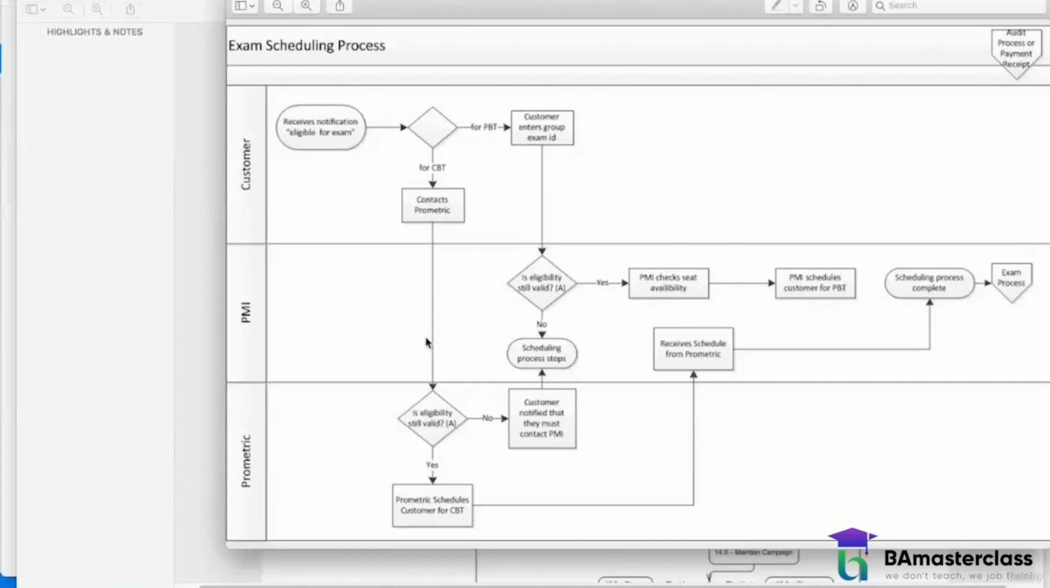We'll write another sentence. Swim lanes are used to divide an activity diagram via actors.